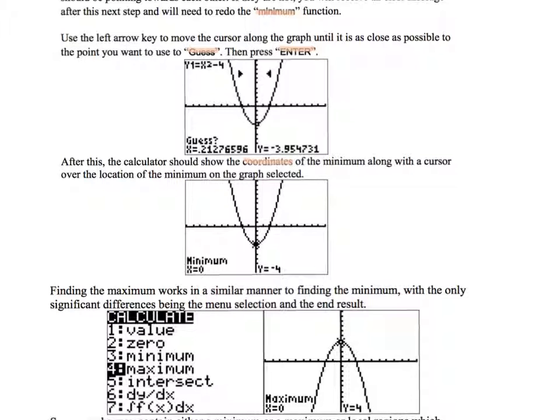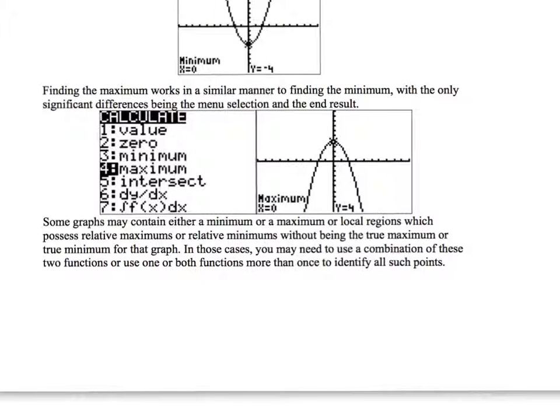Finding the maximum works in a similar manner to finding the minimum, with the only significant differences being the menu selection and the end result. Some graphs may contain either a minimum or a maximum, or local regions which possess relative maximums or relative minimums without being the true maximum or true minimum for that graph. In those cases, you may need to use a combination of these two functions or use one or both functions more than once to identify all such points.